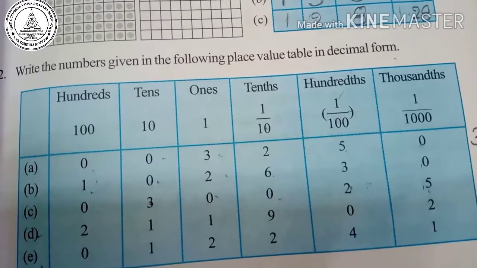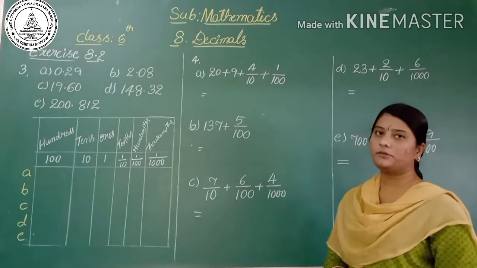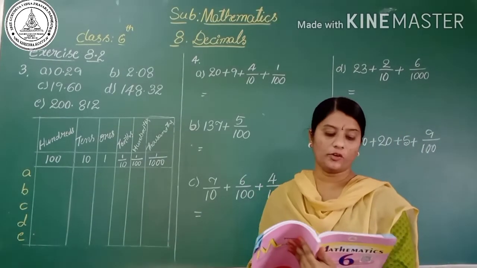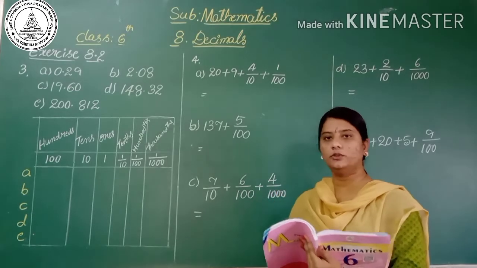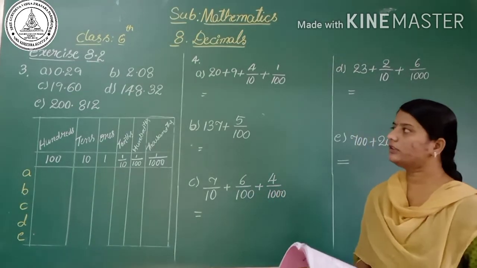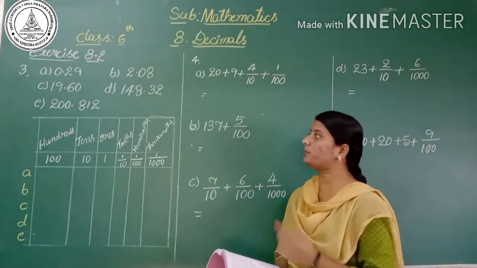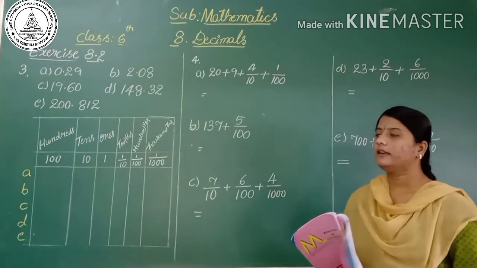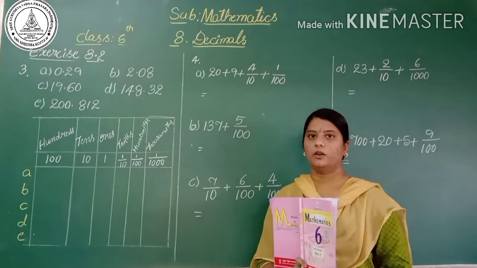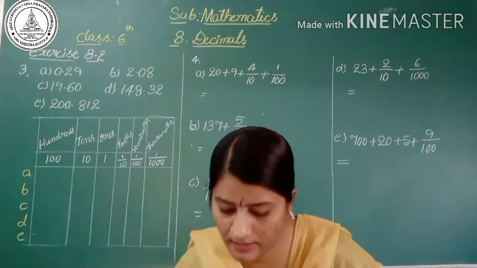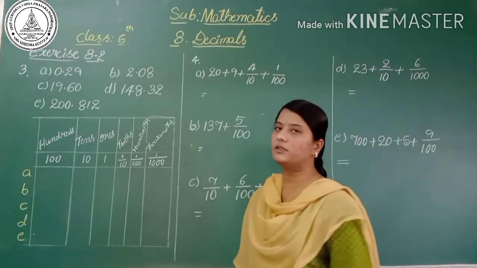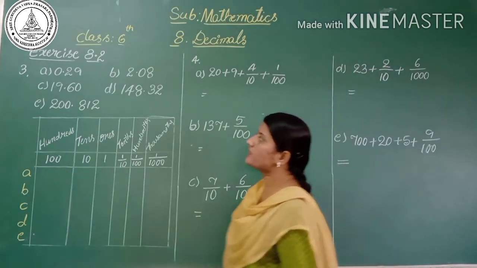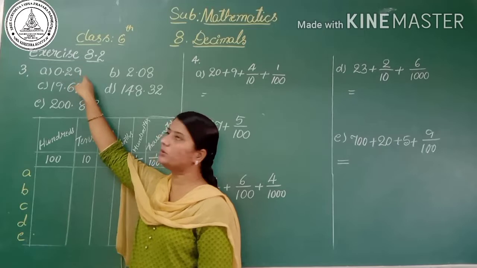Okay, and let's do the third main. Write the following decimals in the place value table. Here they have given 5 decimal numbers. We have to place these numbers in the place value table. Let's write the given decimal numbers in the place value table. The first one is 0.29.